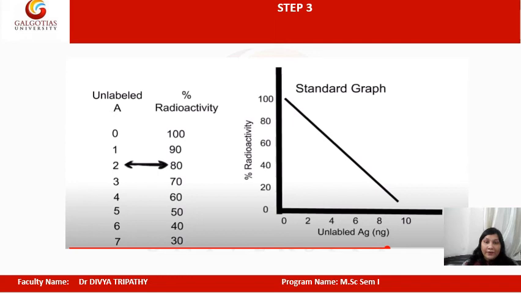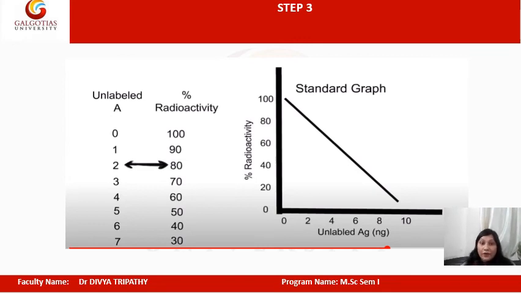Now we will find out the relationship. You can see the relationship is very clear: an increase in the amount of unlabeled antigen leads to a decrease in radioactivity, right? Now we will plot these values and make a linear standard graph. On the y-axis we have taken the percentage radioactivity, and on the x-axis the concentration of unlabeled antigen in nanograms, and we will get a descending graph like this. This is actually the standard graph.